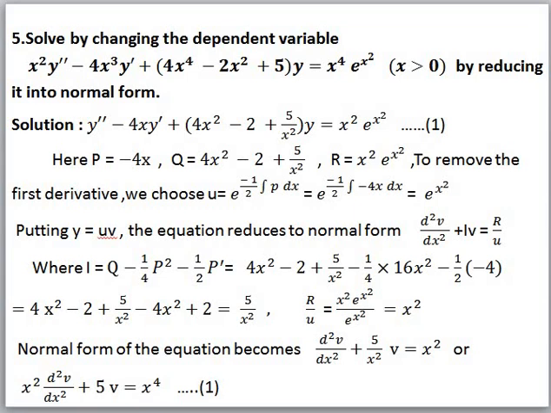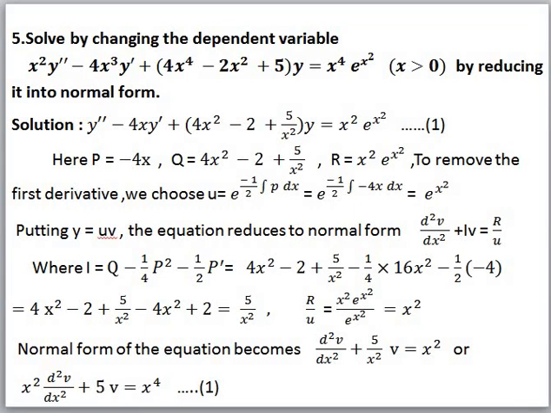Compare with the standard form of the equation. Here p is equal to minus 4x, q is equal to 4x² minus 2 plus 5 by x², and r is equal to x² e^(x²). To remove the first derivative, we choose u is equal to e^(−1/2 ∫p dx). Here p is minus 4x.